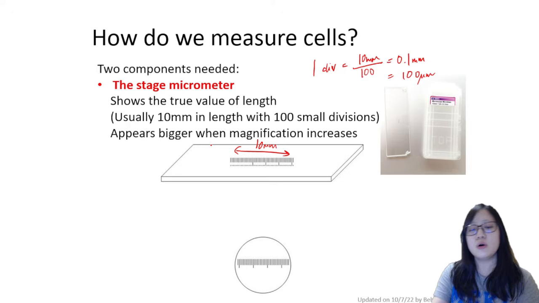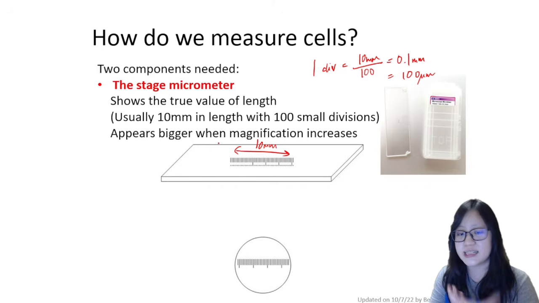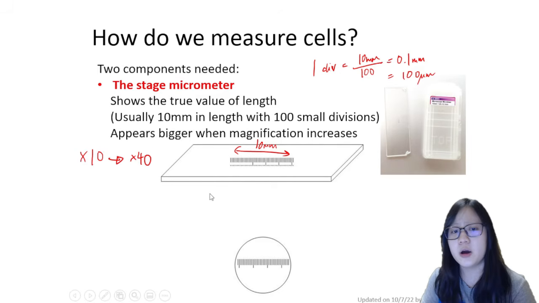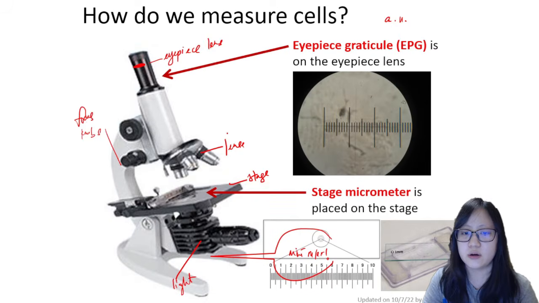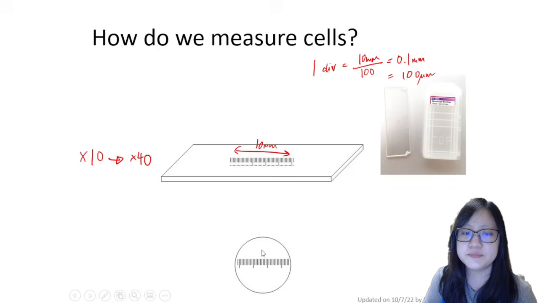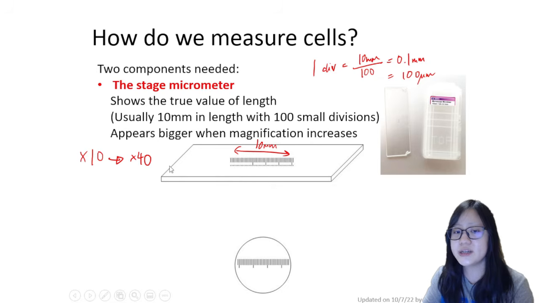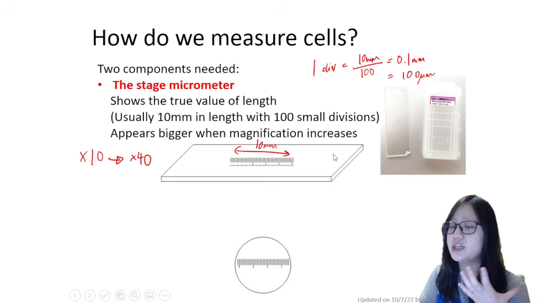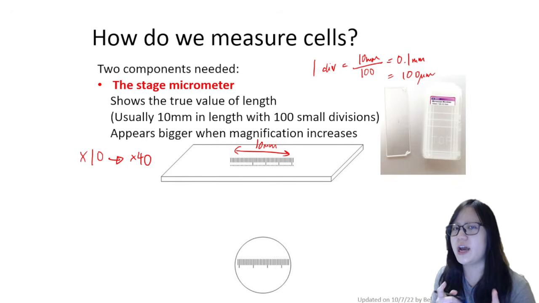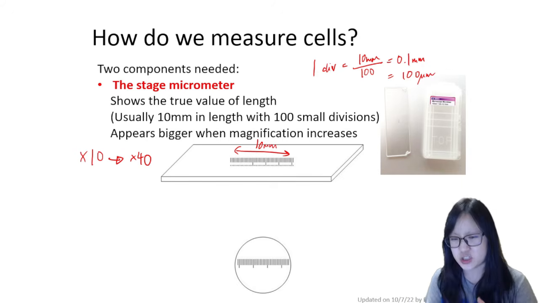And you know what? When you zoom in using your lenses, so when you change from maybe a 10 times objective lens to a 40 times objective lens. By the way, objective lenses are found here. You can rotate them to change to the power you want. And when you do that, it always appears bigger as the magnification increases. The trick question in past years is always, does the object increase in size? And the answer is no, it only looks bigger. It doesn't actually become bigger.